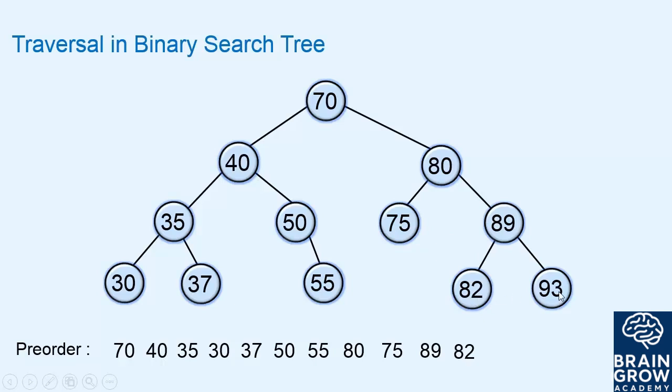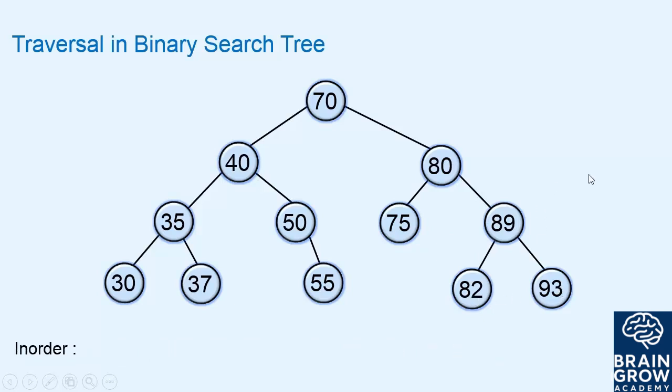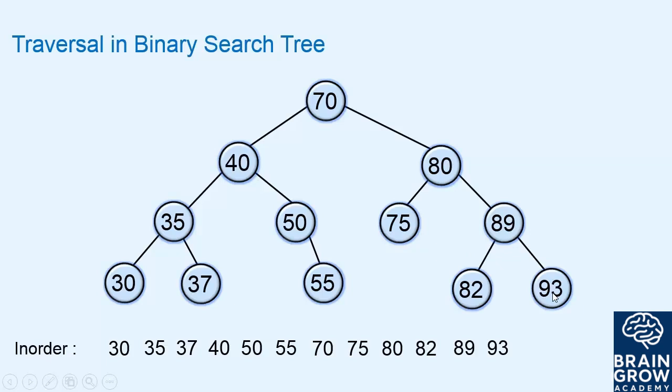89, 82 and 93. Now let's see the in order traversal. In order traversal, first the left subtree is traversed, then the root, and then the right subtree. So here first we'll traverse this 30, 35, 37, 40, then 50, 55, then 70, 75, 80, 82, 89 and 93. So this is the in order traversal for this binary search tree.